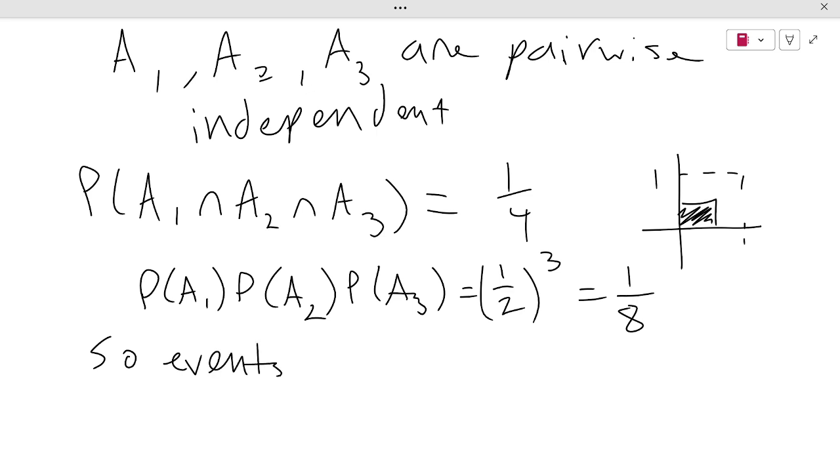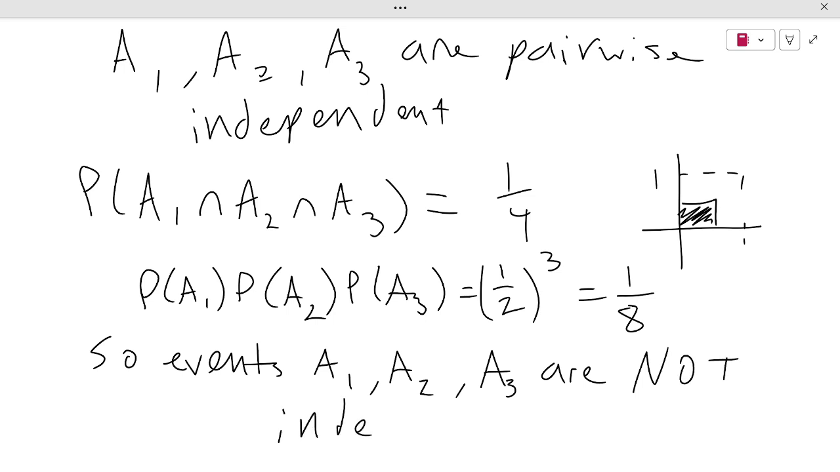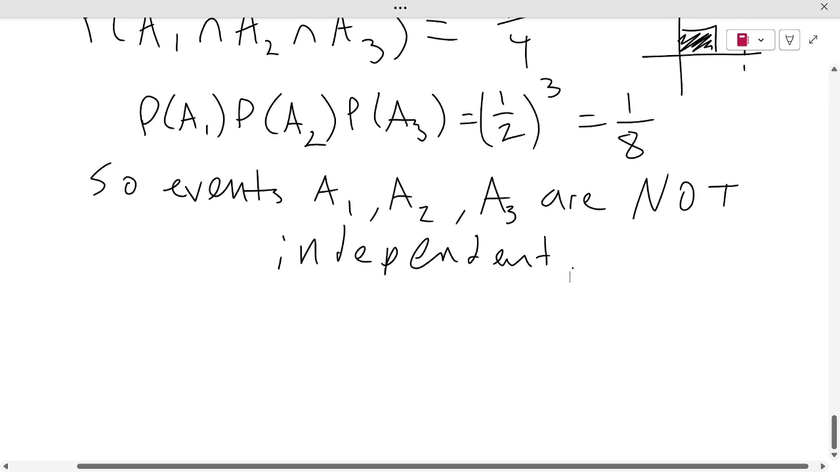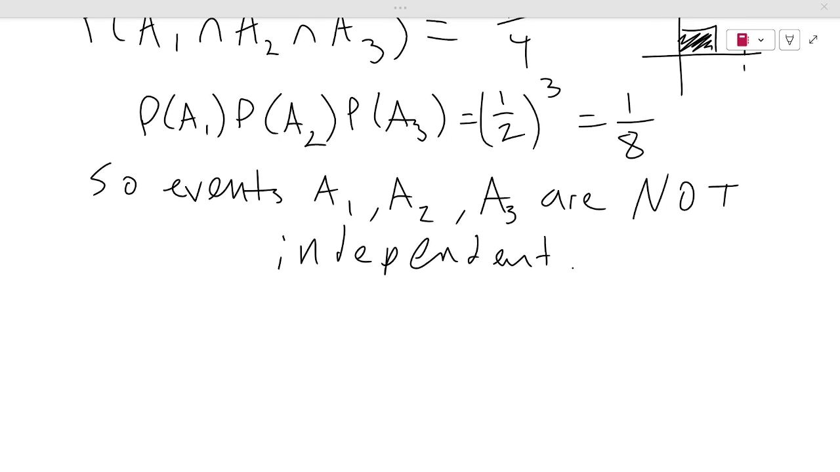So events A1, A2, A3 are not independent. Okay, that's all I have for today's lesson. But we do have an exercise for today that I can go over with you all tomorrow.